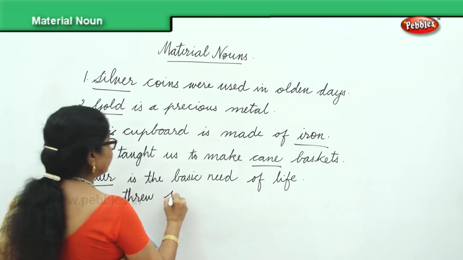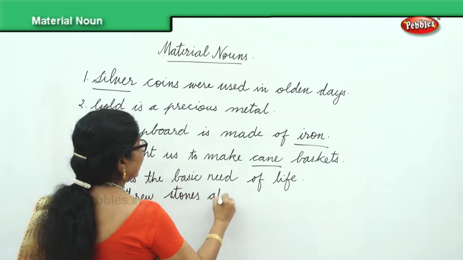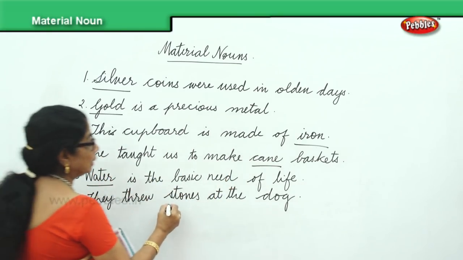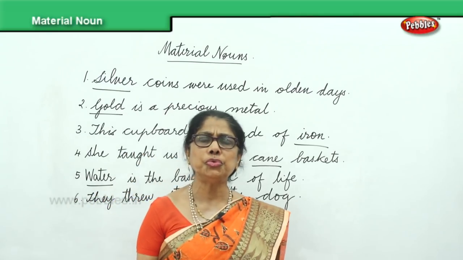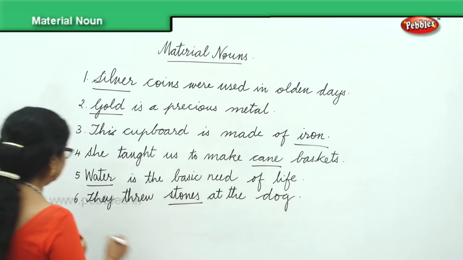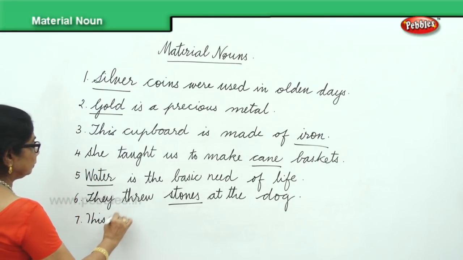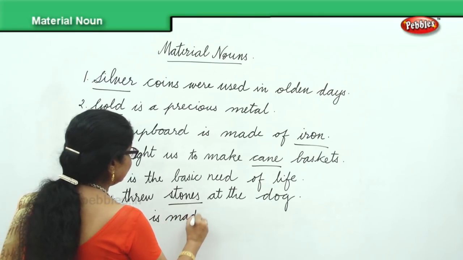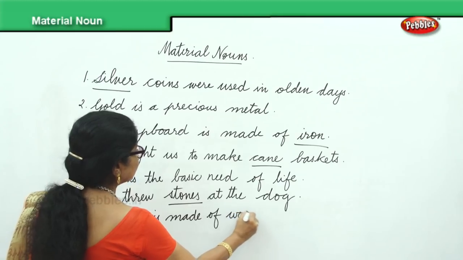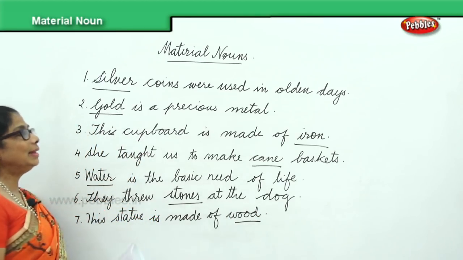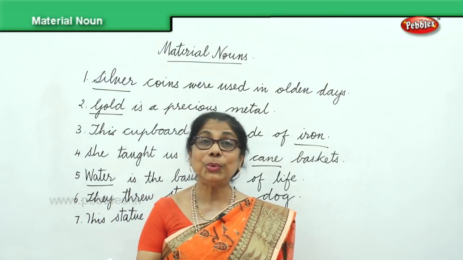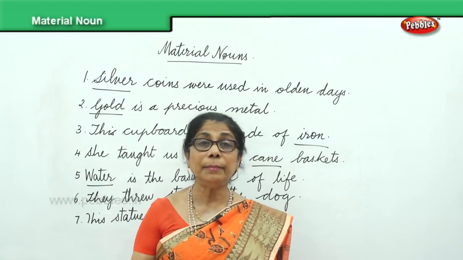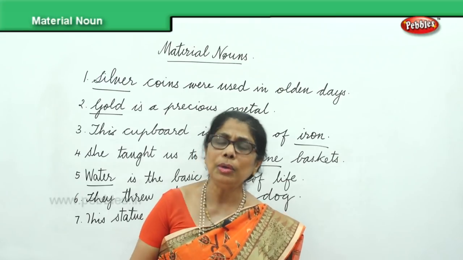They threw stones at the dog. Now, stones, that's a material noun. We also use stones to build houses. This statue is made of wood. So, wood is a material noun. Material noun is matter. With matter, you can make things. Stones, you can build houses. Wood, you can make furniture. Gold and silver, ornaments, and you can make vessels. Water. All these are material nouns.